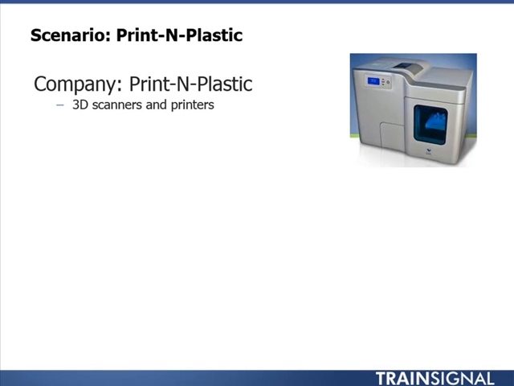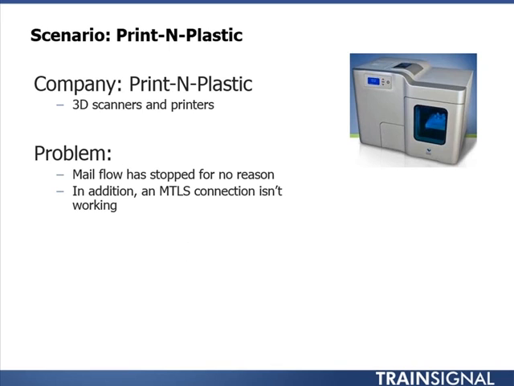Our scenario involves working with a company called Print in Plastic, and they're really focused around 3D scanners and printers. The problem they're having is that mail flow has stopped for no reason. In addition, a mutual TLS connection isn't working. So in this case, we're thinking, all right, mail flow must have worked at some point, and now it's stopped. So what causes mail flow to stop? If it was working at some point in time, then why has it stopped now?